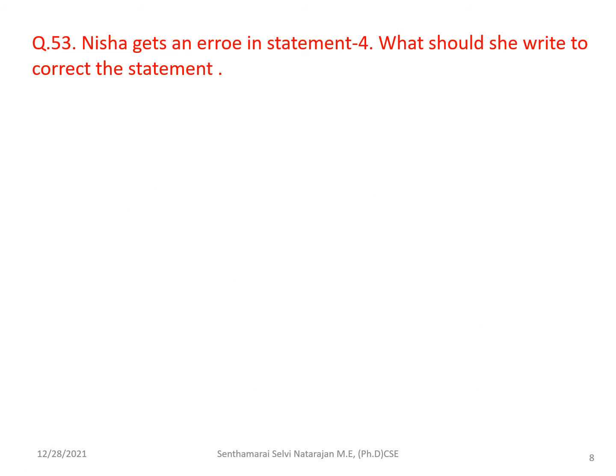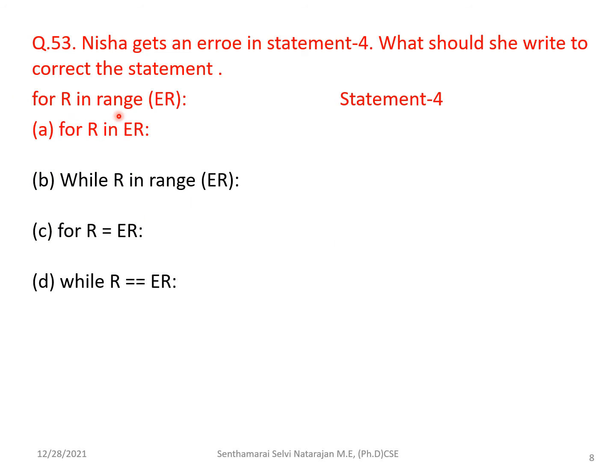Next, moving to statement 4, they are asking for the error correction. Here the error is in for r in range of er. This range of er is the error, so it should be replaced by er, because we have seen in the previous slides that er is equal to csv.reader of file. So range should not be here. Among these 4 options, this is the correct one, and while range is not correct, as it will also give an error. And for r is equal to er, these assignments are the error options.